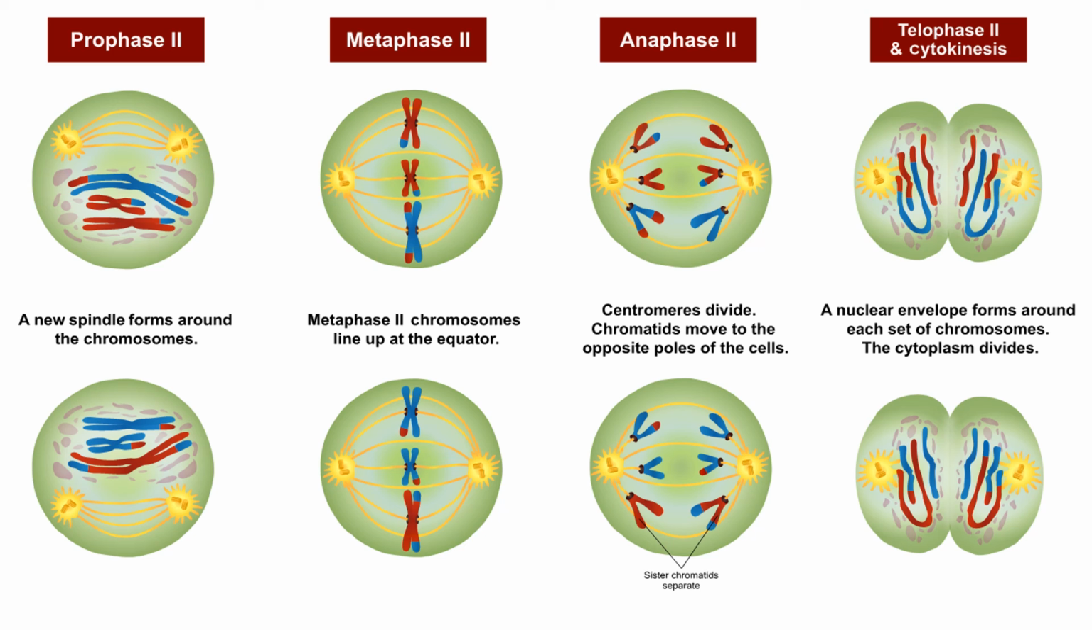For the anaphase 2, each chromosome is now divided into two sister chromatids. Again, centromeres divide, and chromatids move to the opposite poles of the cells. The chromatids, now called chromosomes, move to opposite poles.